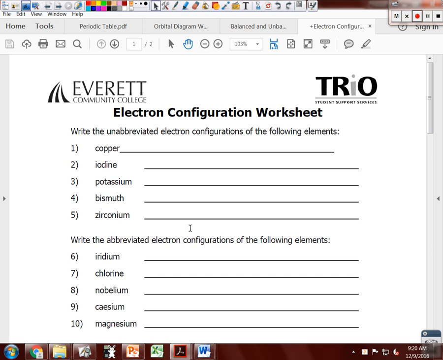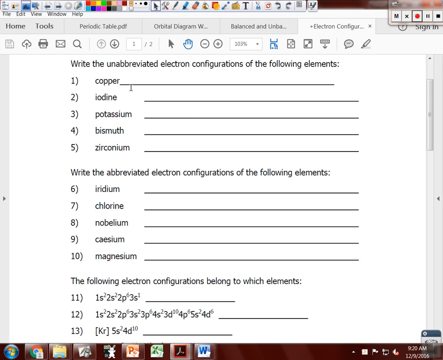Now, here's the deal. Look at the instructions for 1 and 2. It says write the unabbreviated. That means the whole thing. Okay, the long way, the expanded version. Number 2 says write the abbreviated. That is another way of saying the noble gas. So get practice on doing 1 and 2, 6 and 7, and then 11 through 15, and I'm going to come around and help you out if you have any questions, and then we'll answer them.